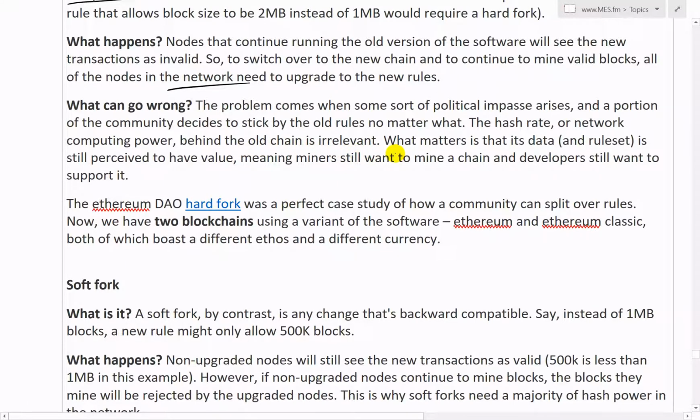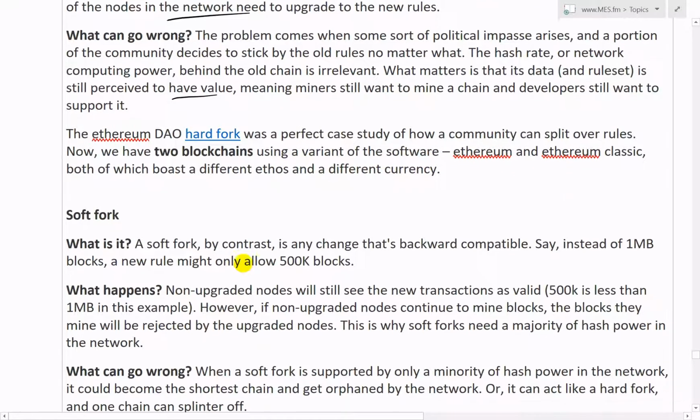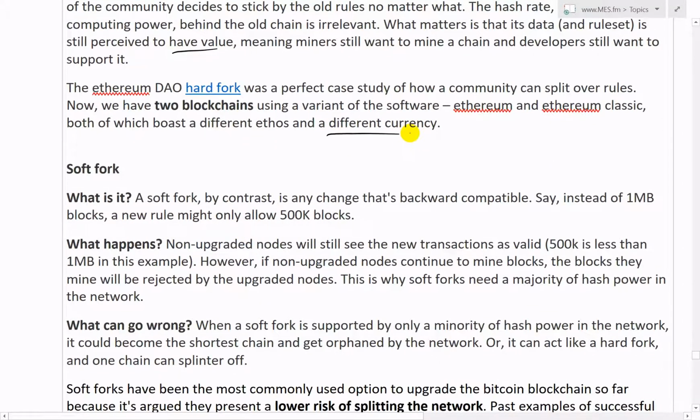What matters is that the data and rule set is still perceived to have value, meaning miners still want to mine a chain and developers still want to support it. The Ethereum DAO hard fork was a perfect study of how a community can split over rules. So Ethereum is the other cryptocurrency blockchain technology. Now we have two blockchains using a variant of the software, Ethereum and Ethereum Classic, both of which boast a different ethos and a different currency.